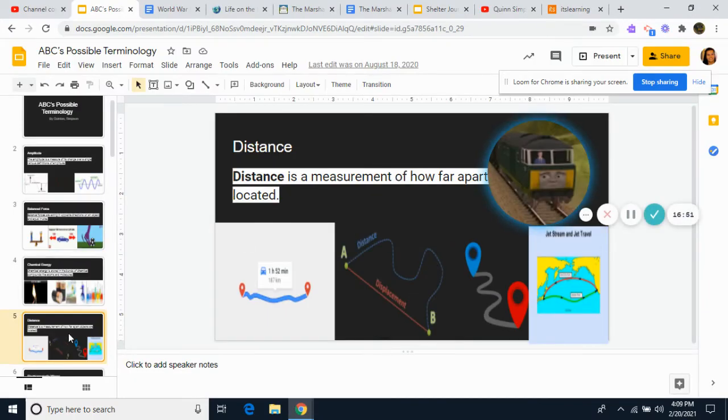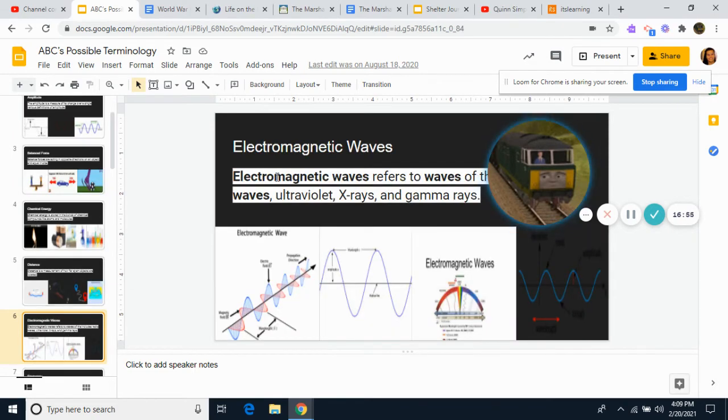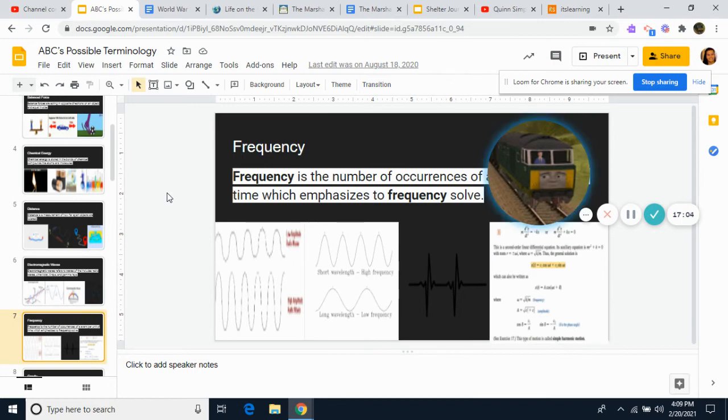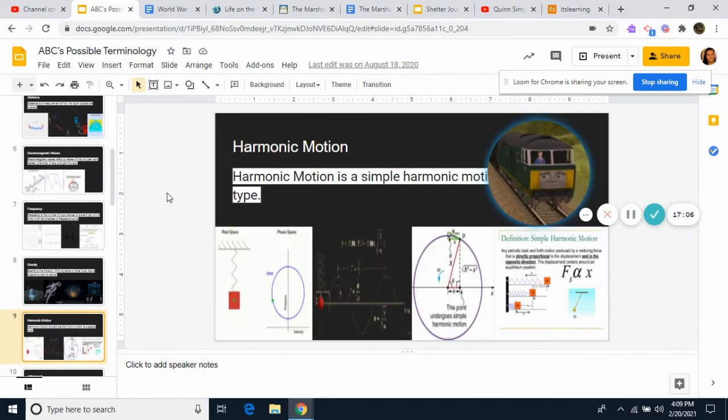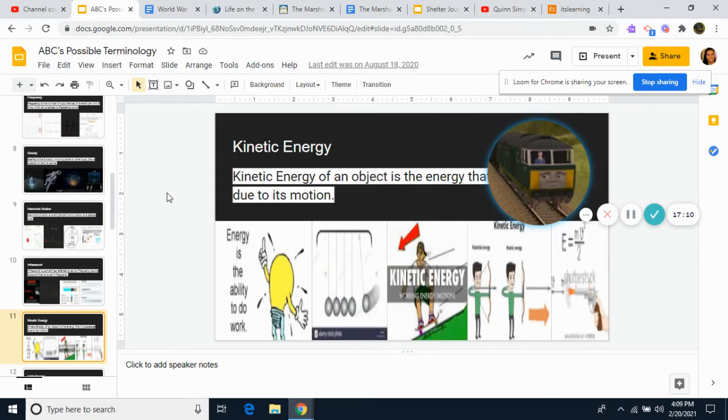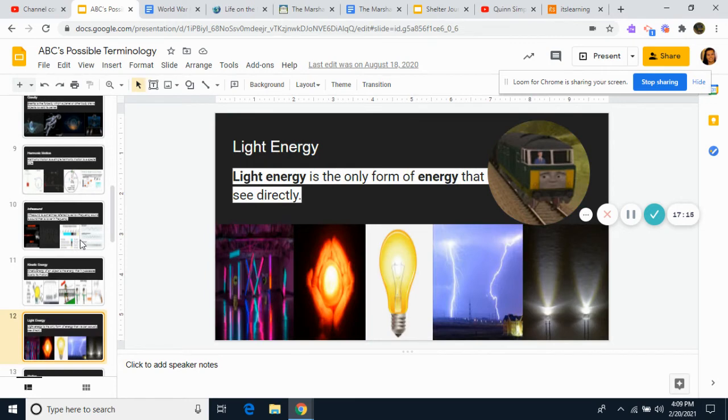Okay, so back. All right, enough of the distance. So what starts with the E? We have all upcoming: electromagnetic waves, frequency, gravity, harmonic motion, infrasound, kinetic energy, which is already done. I already did it in a previous one.